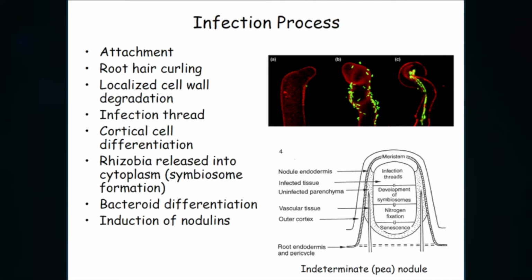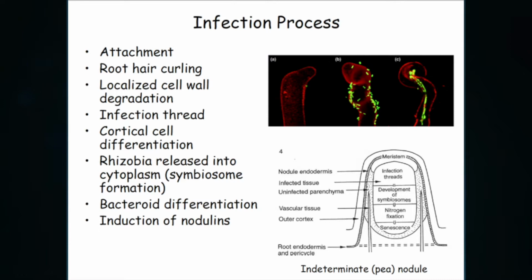Rhizobia are released into the cytoplasm, symbiosis formation, and at this point, the cell is not dead. The cell is still alive. Therefore, it's going to be able to actually take in different nutrients. So this is how it will actually receive photosynthate from the plant. And then we have bacteria differentiation and induction in nodules, and the very last step is to actually start forming those nodules.